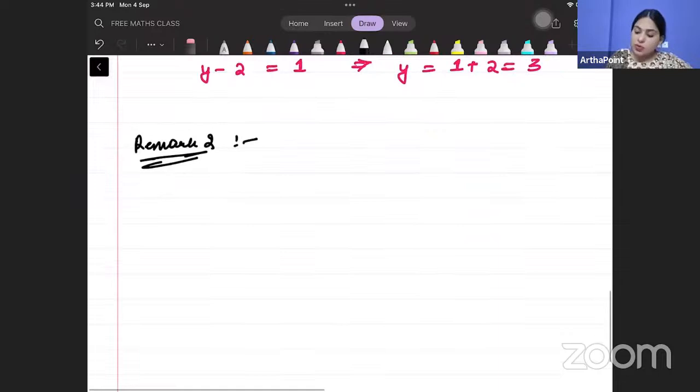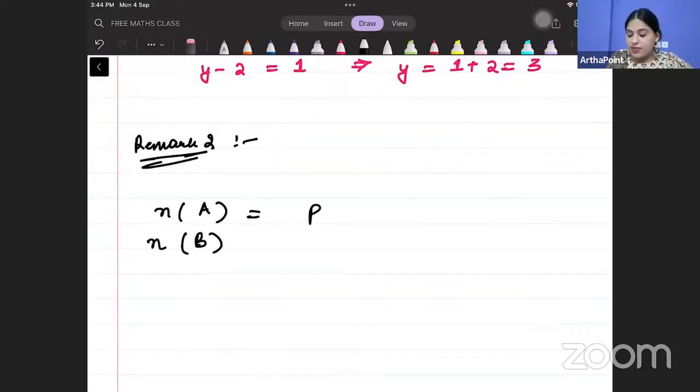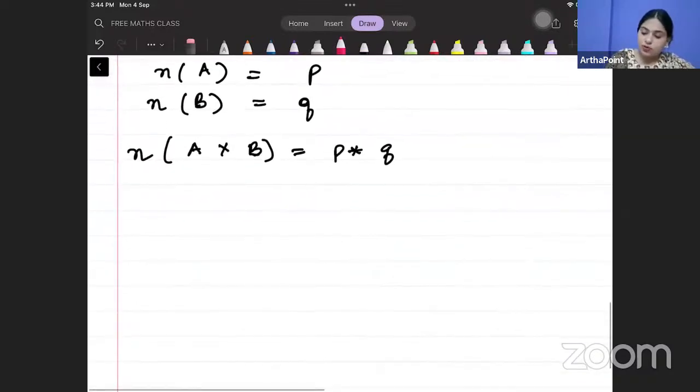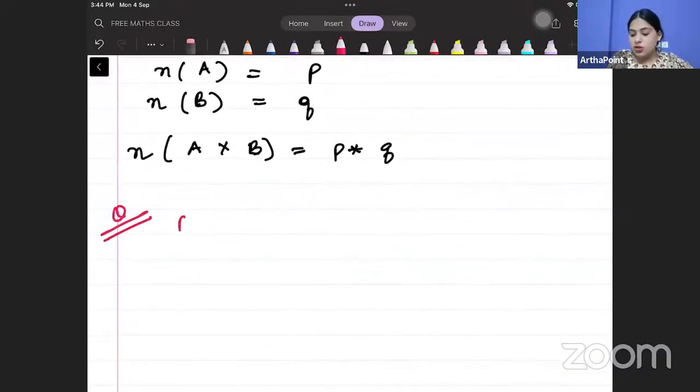Okay. So suppose beta you have a set A and the number of elements in set A is P. You have set B and number of elements in set B is Q. So set A है, A में P elements हैं, set B है, B में Q elements हैं। तो बेटा A cross B में कितने elements होंगे? P into Q. A cross B will have how many elements? P into Q.